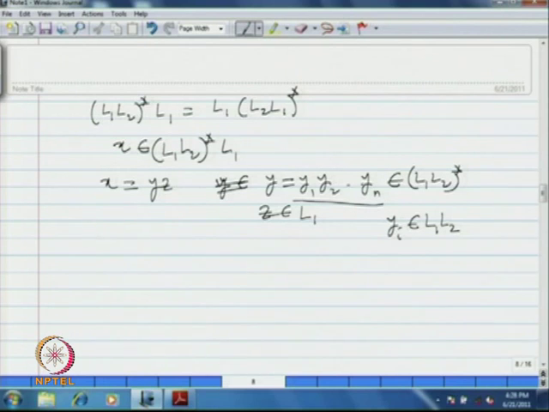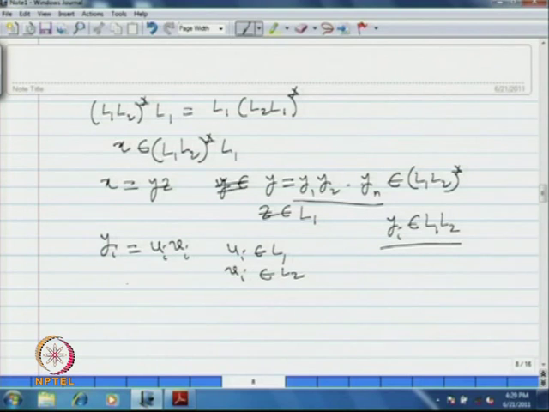Now, each yi, as we said, can be written in the form ui, some string from L1, and vi, some string from L2. That means ui belongs to L1 and vi belongs to L2.